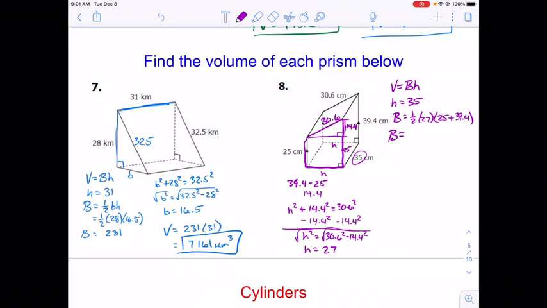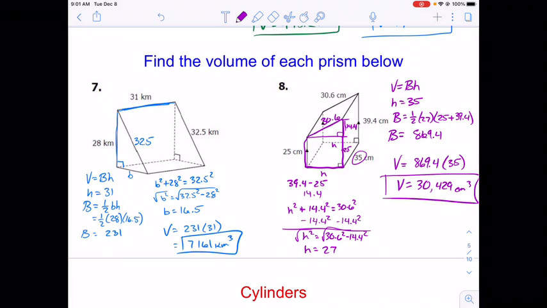So now, area of the base is going to be 1/2 times 27 times the sum of these, 25 plus 34. And that is going to give us area of the base being 869.4. So volume is equal to 869.4 times the height of the prism, which is 35. Multiply that out, and that gives us a volume of 30,429, oh, no point here. Oops, wrong eraser here. And it's going to be centimeters cubed.